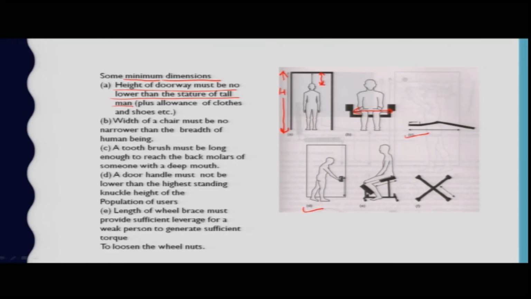An example for the minimum dimension is that a door handle must not be lower than the highest standing knuckle height of the population of users. Another example is the length of a wheel brace, which must provide sufficient leverage for a weak person to generate sufficient torque to loosen the wheel nuts.